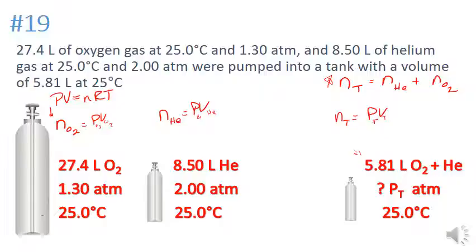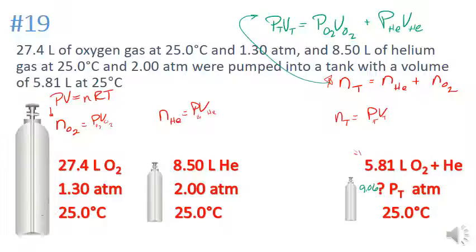Based on that, I could replace my values, giving me the pressure total times the volume total equals the pressure of the O2 times the volume of the O2 plus the pressure of the helium times the volume of the helium. Based on that, we were able to calculate our total pressure: 9.06. Any questions on what we did yesterday?